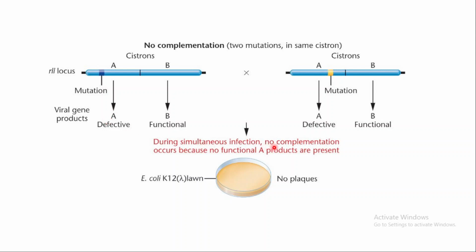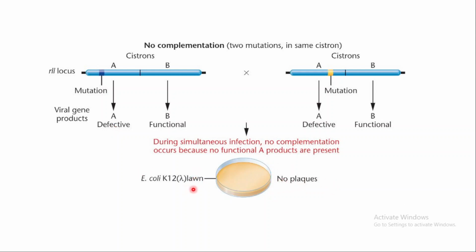In simultaneous infection, no complementation occurs because no functional A products are present. Because no functional A products are present, there are no plaques. A is a gene, let's say an antibiotic resistance gene, the ampicillin resistance gene, which is going to confer ampicillin resistance to the E. coli. Now since there are two mutations in A and they are in the same complementation group, they cannot complement each other and a defective antibiotic resistance gene is produced, so we see no plaques.